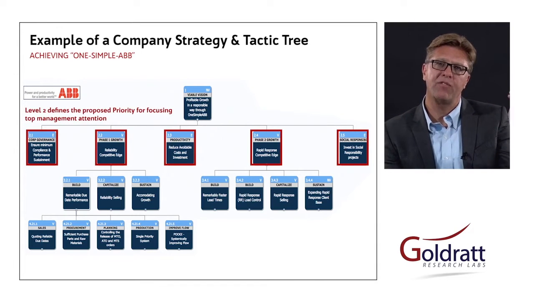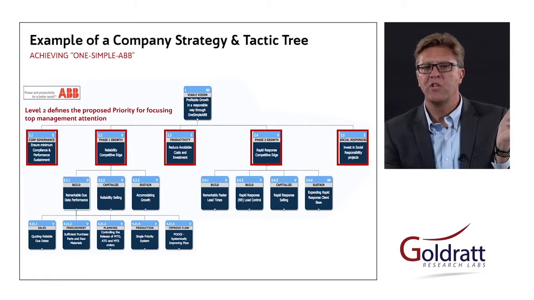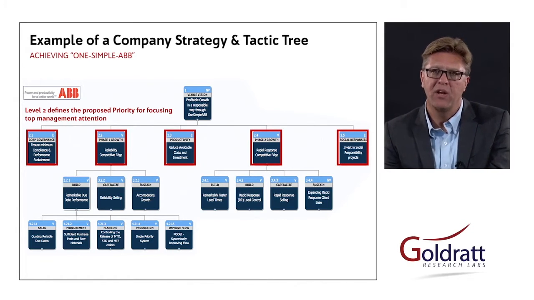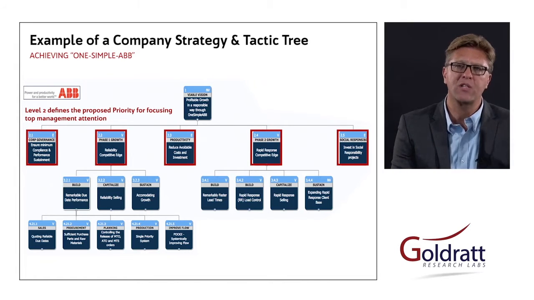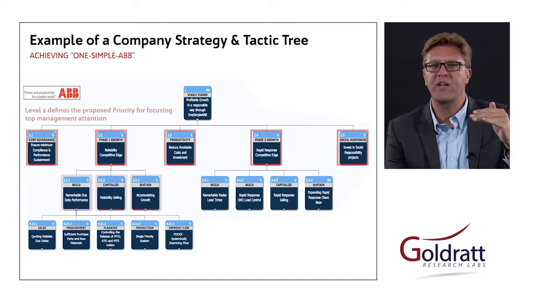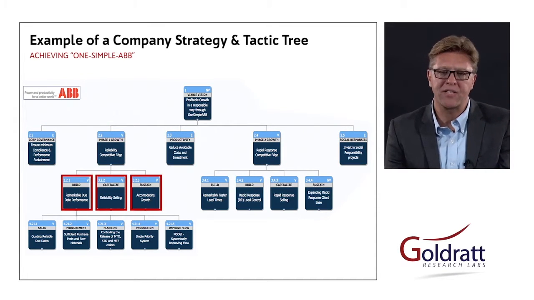Level 2 is kind of the priority of what top management should be focusing on. So you really shouldn't be working on a number 2.3 if you still have work outstanding on a number 2.1 or 2.2. And you'll see level 3 breaks it down into even more details. What do we need to do to build, capitalize, and sustain this?